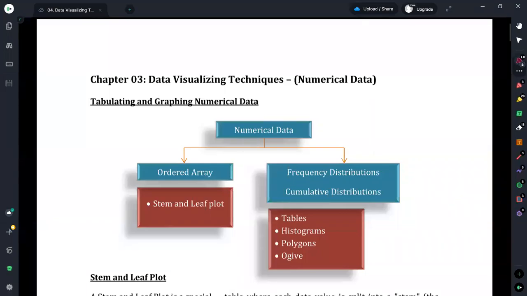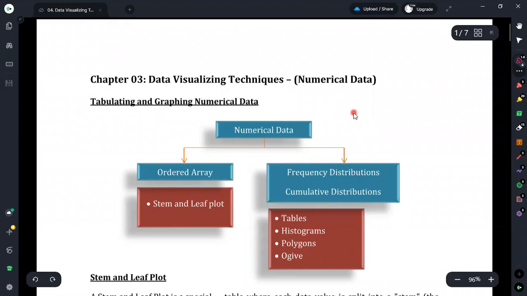In this session, we will discuss the data visualization techniques which can be used for numerical data. When we are going to represent numerical data using charts, graphs, or tables, we can use the following techniques. Therefore, here we will discuss the tabulating and graphing techniques for numerical data.